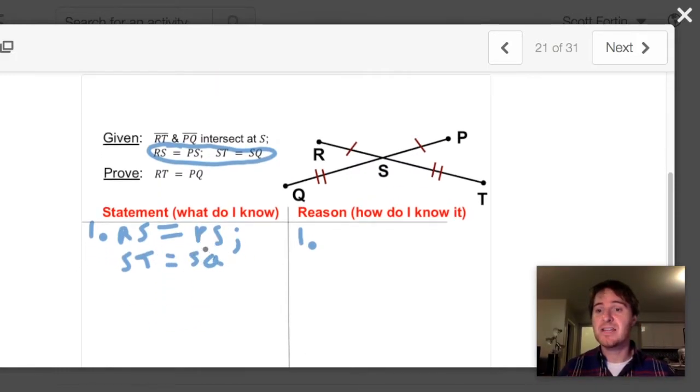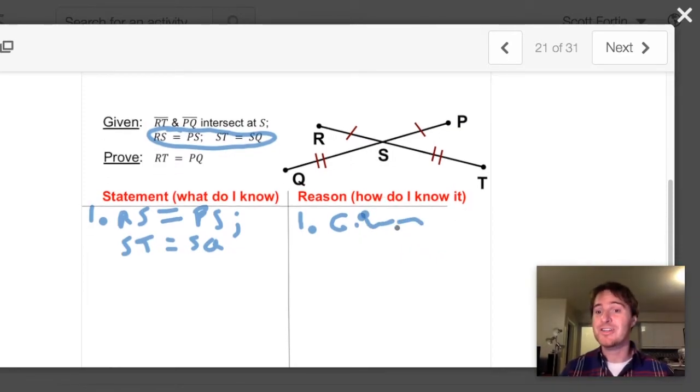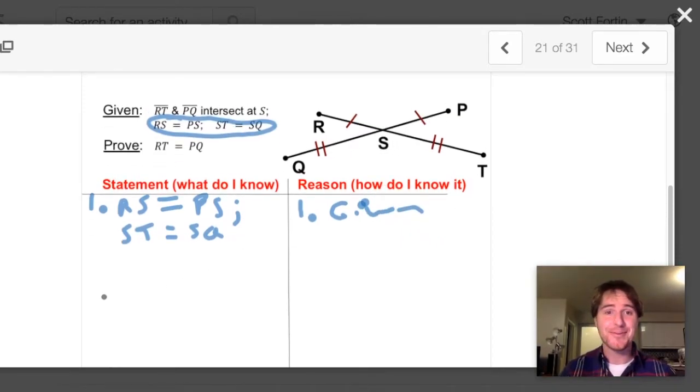Reason: why am I allowed to say that this is true? What do I know? I know this. Why am I allowed to say that this is true? Well, it's our given premise. All right, there's step one. Step one is you're going to say given. Sorry, it's ugly, but I wrote given right there.